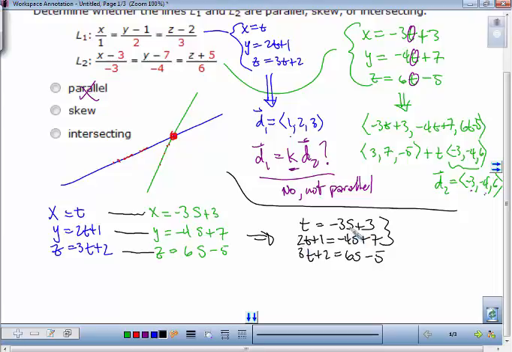I got t already solved for here, so that seems like a substitution might be the way to go. So I'm going to put that t in there. 2t is equal to negative 4s plus 7, and t was equal to negative 3s plus 3. Oh, I'm starting to write really small. Good thing it's bigger on the screen. Negative 6s plus 6 is equal to negative 4s plus 7.